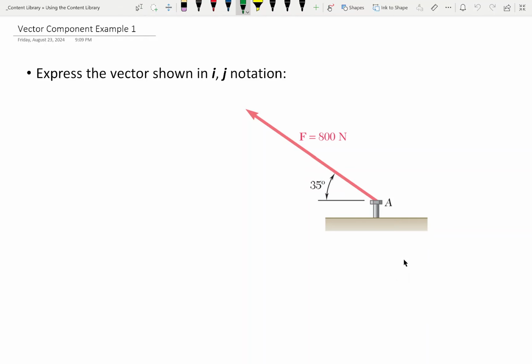Now, in order to describe this vector, I want to make sure that we all remember things about graphing functions. So if I have a coordinate system right here, this is the x-axis, this is the y-axis. Do you all remember this stuff?